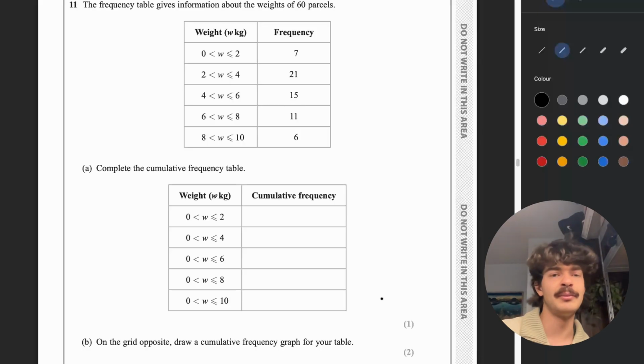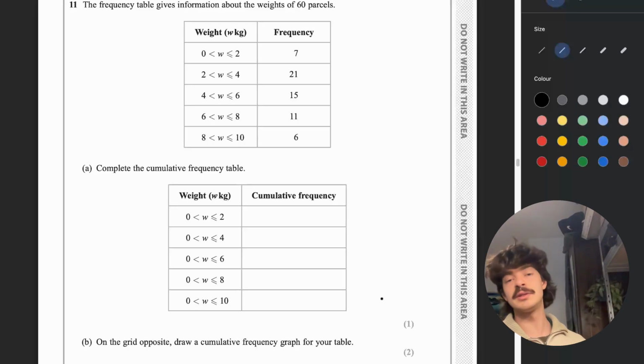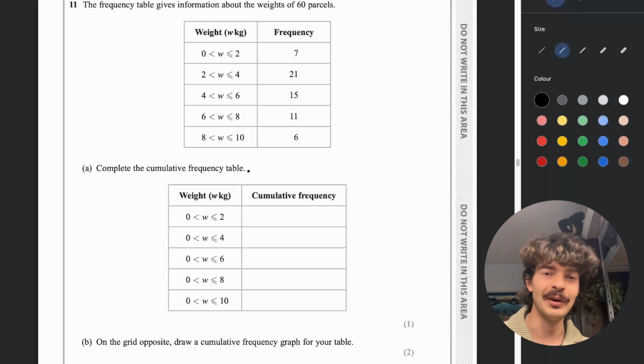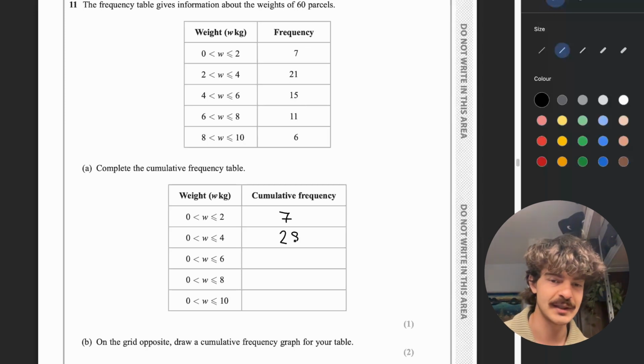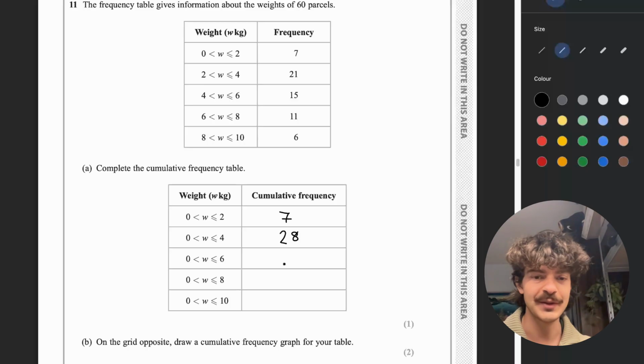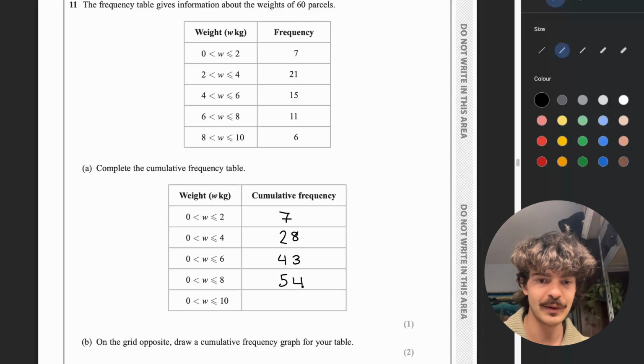The frequency table gives information about the weights of 60 parcels. For part A, we want to complete the cumulative frequency. So cumulative frequency is just where we add all of the existing frequencies up to and including that point. So all of the frequencies between 0 and 2, well, that's just 7. But all of the parcels between 0 and 4, well, that's going to be 7 and the 21s. So 28, so on and so forth. So we're just going to power through these. 43, and then would have 54, and then 60.